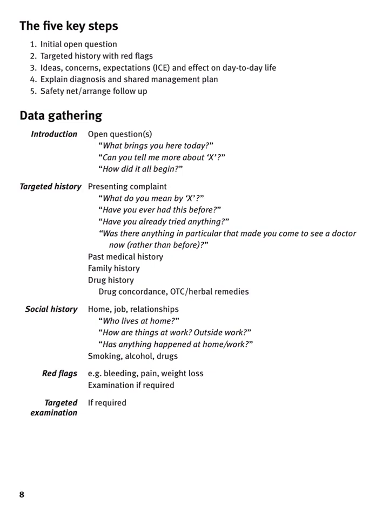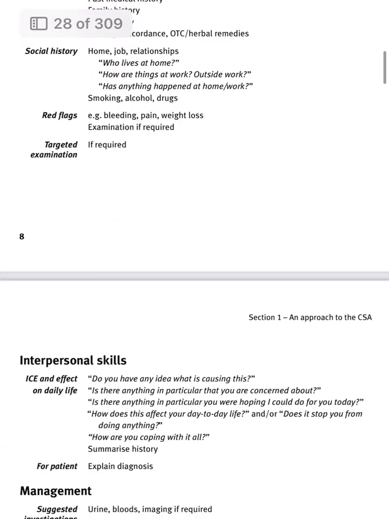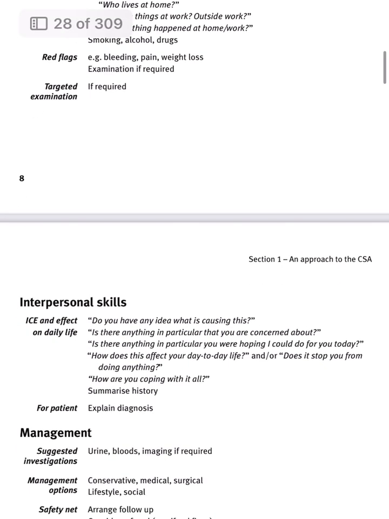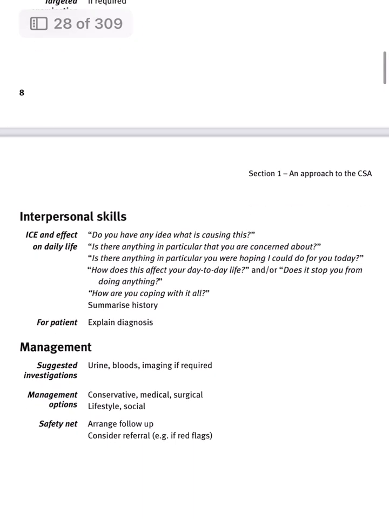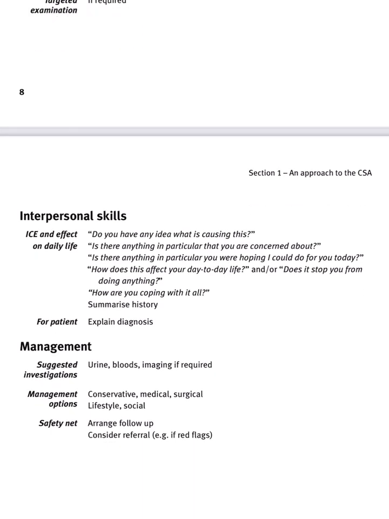And ask about past medical history, family history, drug history, drug allergies, and OTC, over-the-counter drugs and herbal remedies, and social history: home, job, relationships, who lives at home, how are things at work, outside work, has anything happened at home. Ask about smoking, alcohol and drugs, about the red flags like if there is any bleeding, pain, weight loss, examination if required, and targeted examination if required, and then interpersonal skills, ideas and effect on daily life.